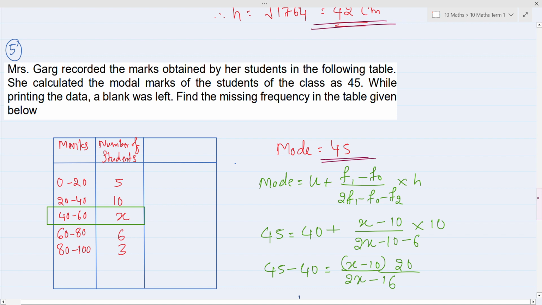The mode formula is l plus f1 minus f0 divided by 2 f1 minus f0 minus f2, into h, where f1 is the modal class frequency, f0 is the frequency of the previous class, and f2 is the frequency of the next class, that is 6. h is the width between the two, that is 60 minus 40, which is 20. So h is 20 in this case.